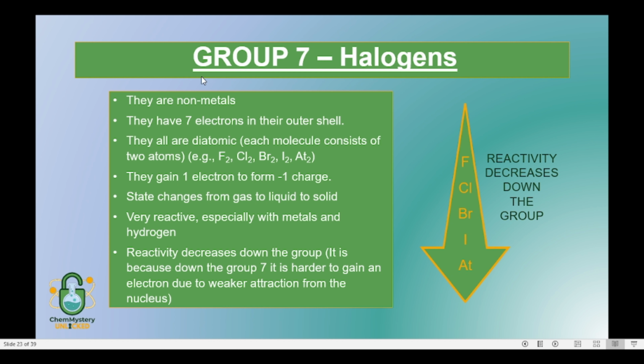They all are diatomic. Each molecule consists of 2 atoms. Example: fluorine, chlorine, bromine, and iodine. Why? Because halogen atoms are very reactive and they need one more electron to complete their outer shell. They have 7 valence electrons. So 2 halogen atoms join together by sharing one electron each, forming a covalent bond and become stable as a diatomic molecule.